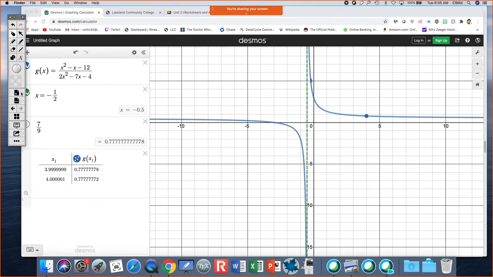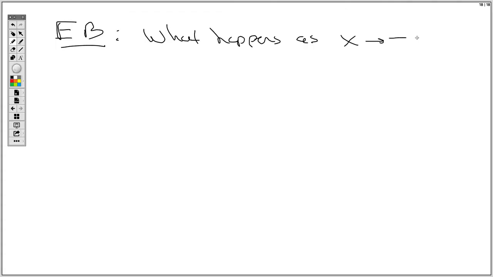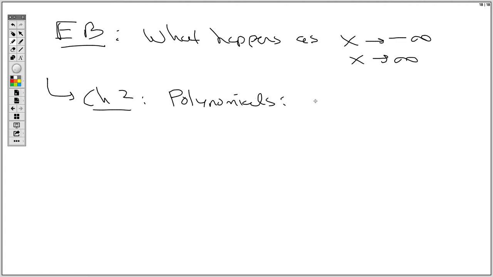Okay, so when we looked at end behavior, I'll call it EB, we're looking at what happens as x goes to negative infinity and as x goes to infinity. Okay, the so-called ends of the x-axis. And what we learned in chapter 2 is that for polynomials, the leading term determines the end behavior.